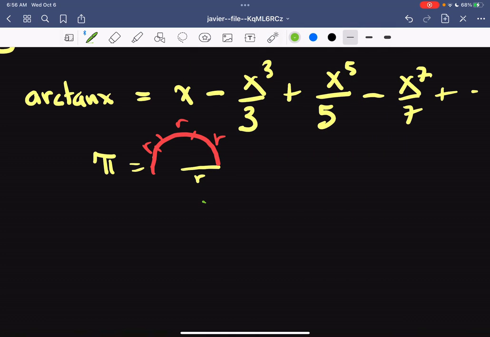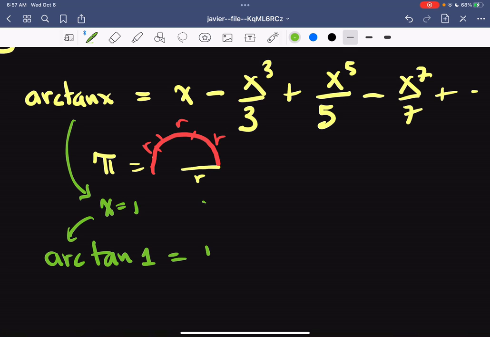What happens if x is equal to 1? Then I would get that the arctangent of 1 is equal to 1 minus 1 to the third over 3 plus 1 to the 5 over 5 minus 1 to the 7th over 7 and so on and so forth, dot, dot, dot.